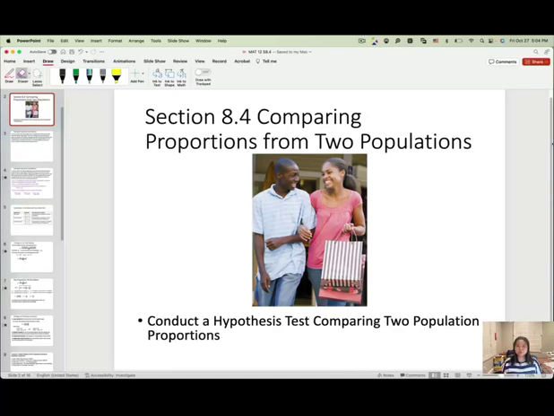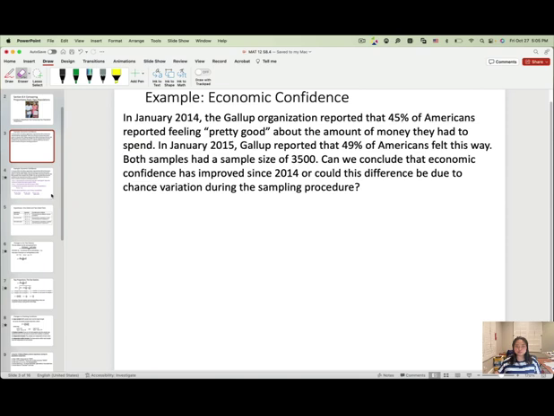Session 8.4, comparing proportions from two populations. From session 8.3, we performed hypothesis testing about the population proportion, and there we only had one population. For this session, we also conduct a hypothesis test, but this time we're going to compare two population proportions. Let's look at this example.